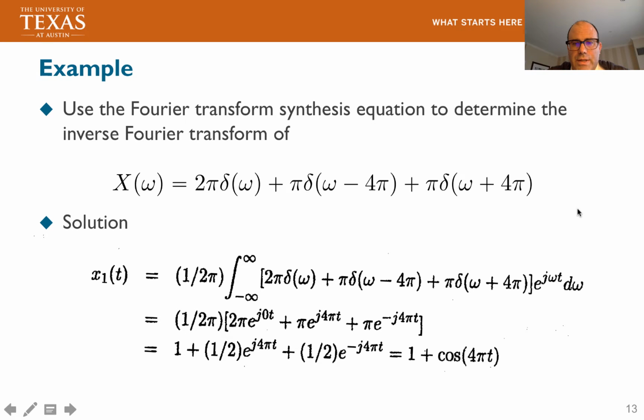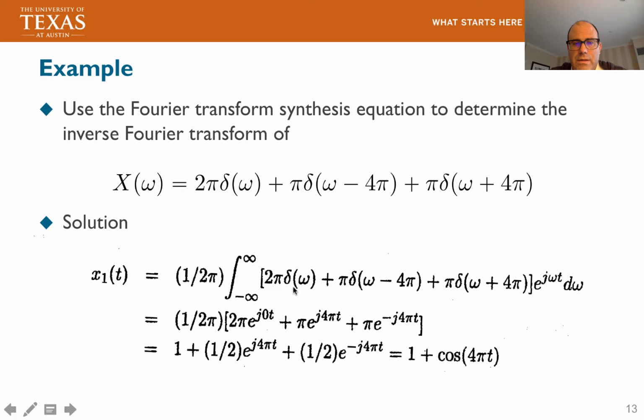Now let's look at another example here. This is one that I pulled from the Oppenheim-Willsky book. Use the Fourier transform synthesis equation to determine the inverse Fourier transform of 2 pi delta omega plus pi delta omega minus 4 pi plus pi delta omega plus 4 pi.